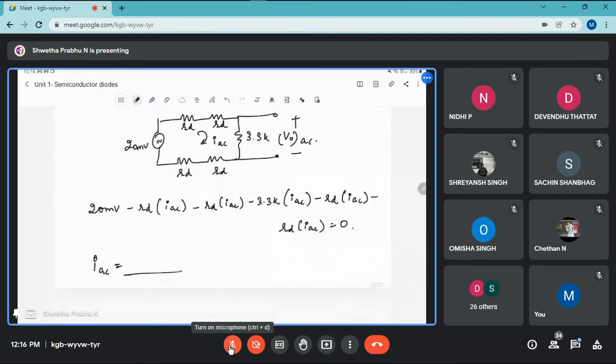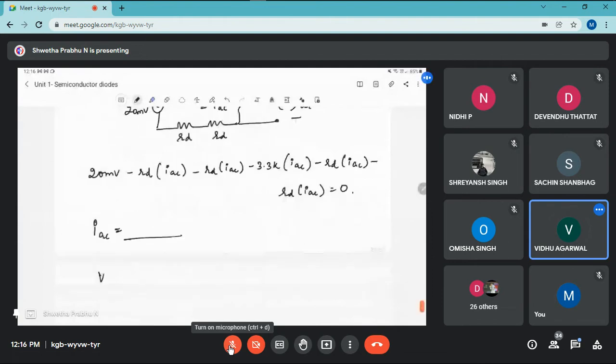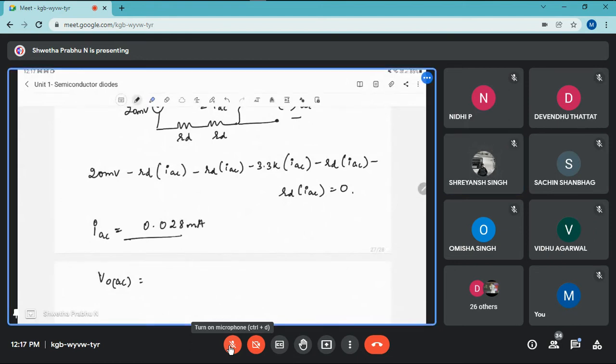Others, please check. 0.028. 0.029 milliamperes. Okay. Next, output voltage.